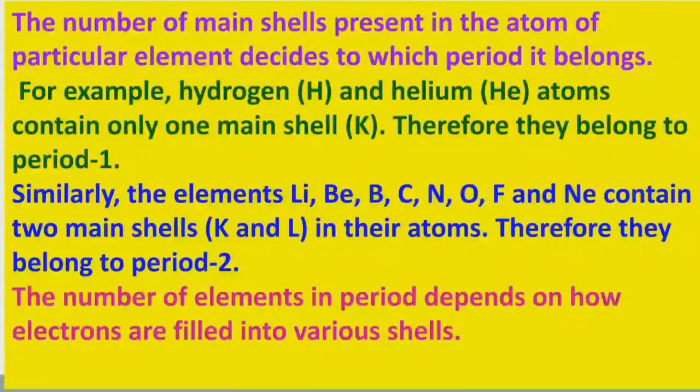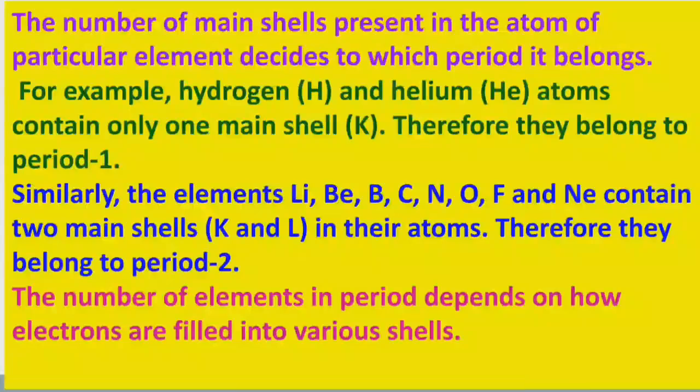The number of elements in a period depends on how electrons are filled into various cells. For example, in the first period only the K cell is filled up. The maximum number of electrons in the K cell is 2. So the first period contains 2 elements.